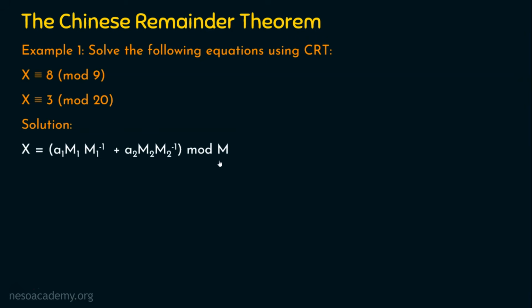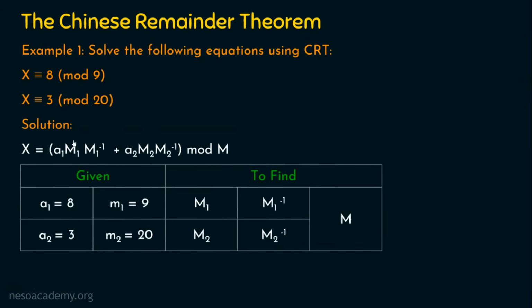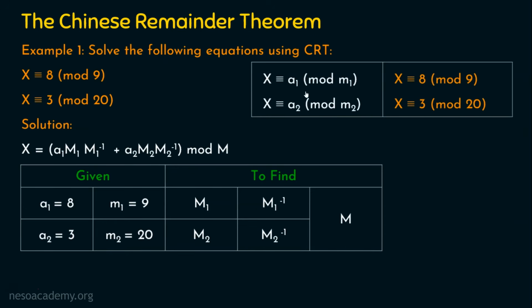Mod M. Now what is all the given data? We can easily find the given data. We have only two congruence equations, so I'm just comparing the equations with the general form. So what's the given data? a1 is 8 and a2 is 3. So a1 is equal to 8, a2 is equal to 3. And small m1 is 9 and small m2 is 20. So 9 and 20 are placed in the places of m1 and m2 respectively.